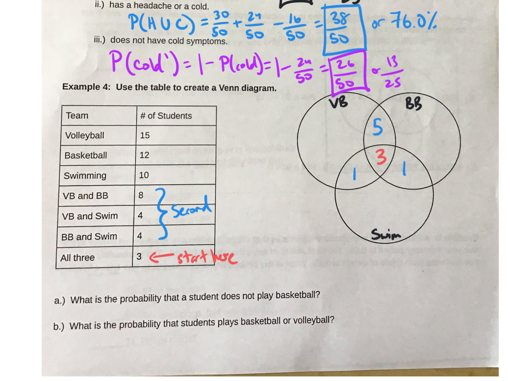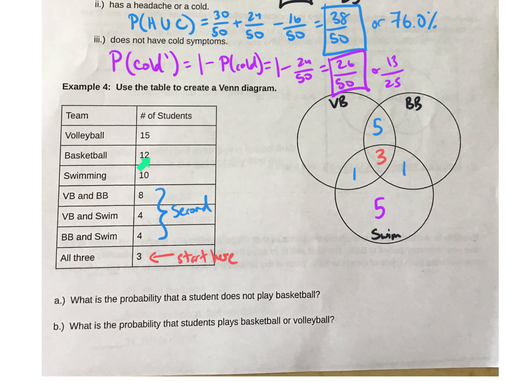And then from here, lastly, we're going to figure out who is doing just one sport. So let's start with swimming. There's 10 total, and there's currently 1 plus 3 plus 1. There's 5 students who are doing other sports too. So 10 minus 5 is 5. So it'd be 5 people just doing swimming.